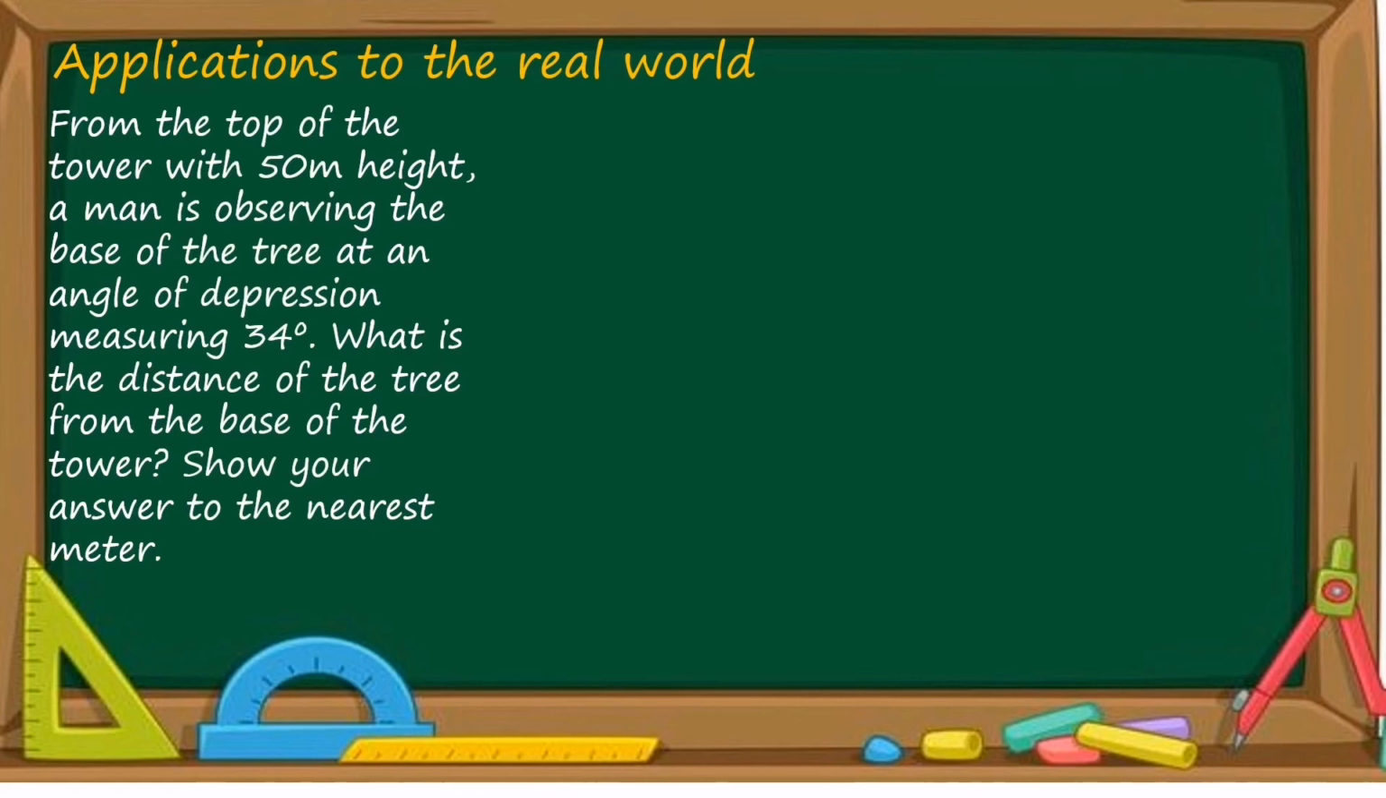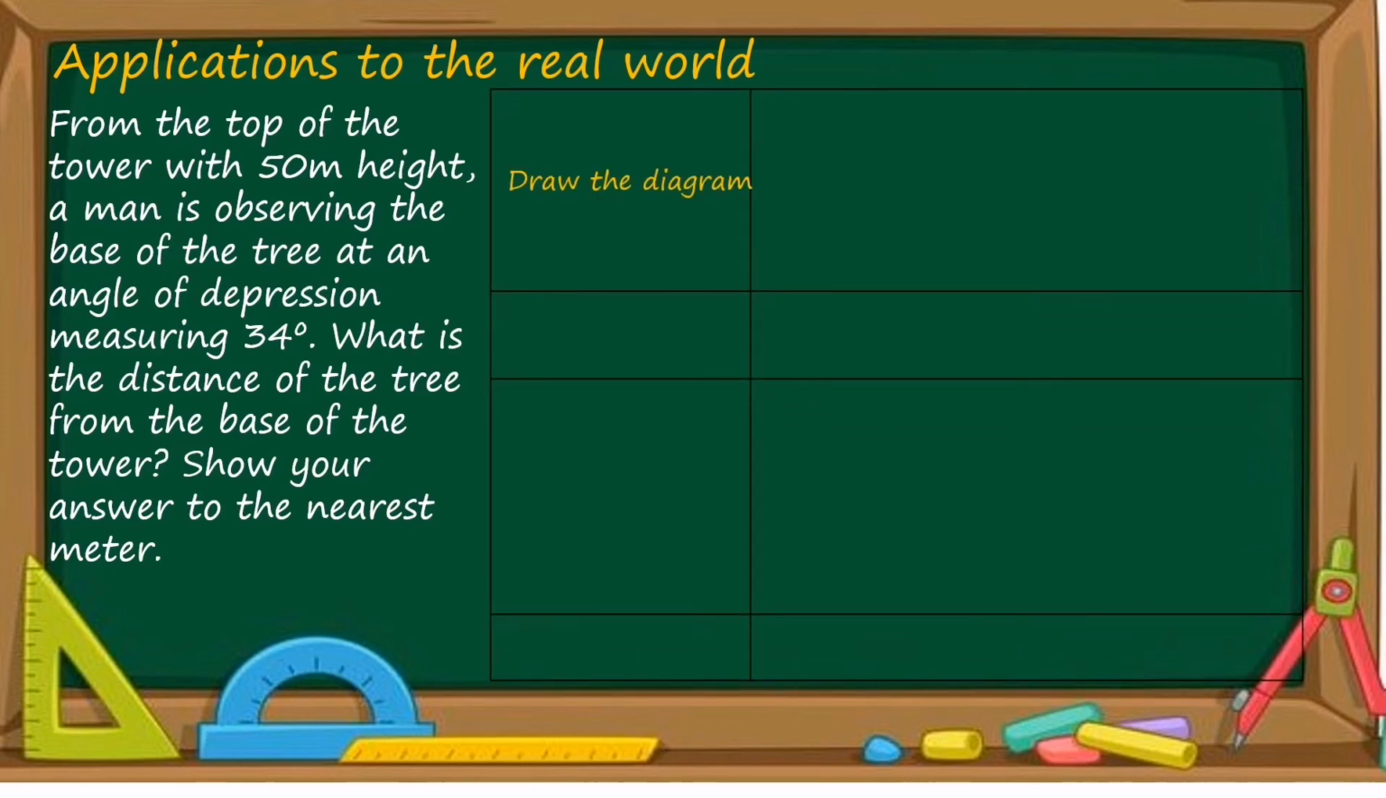From the top of the tower with 50 meters height, a man is observing the base of a tree at an angle of depression measuring 34 degrees. What is the distance of the tree from the base of the tower? Show your answer to the nearest meter. To answer this, let us use the 4 steps. The first one is draw the diagram. There is a tower, a man on top of the tower, a tree below the tower. It will form a right triangle.